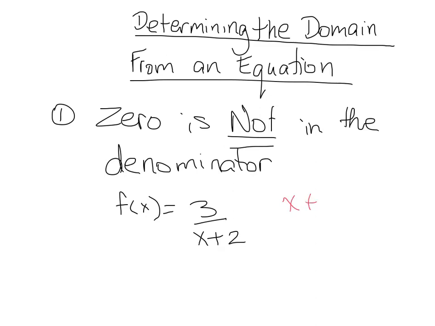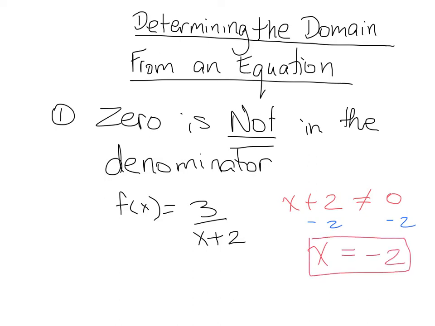So x plus 2 cannot be equal to 0. And solving an inequality is just like solving an equation. So I can just go ahead and take 2 from both sides, and we get that x is not equal to negative 2. So that's one of our 2 rules of the domain. The other rule, let's turn the page.